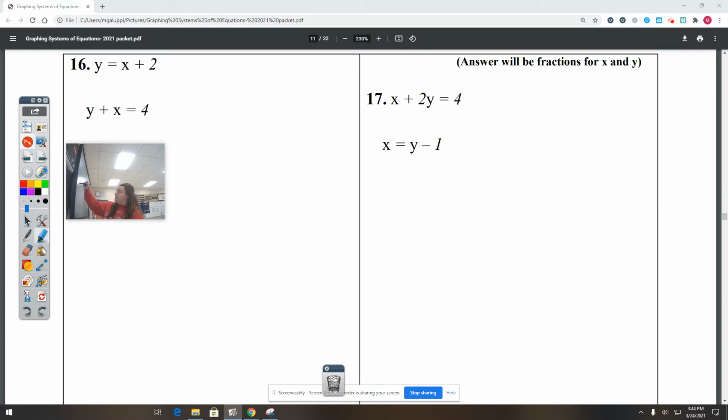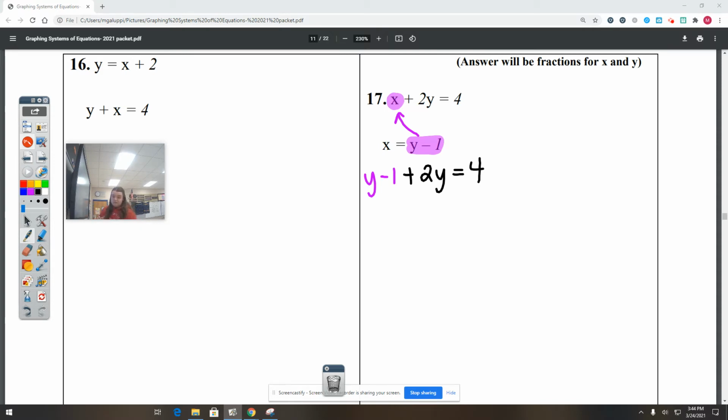So because I have x equals, I'm going to substitute in for x. Instead of an x in the first equation, I'm going to write y minus 1. So this first equation becomes y minus 1 plus 2y equals 4. I just substituted in equals for equals, got rid of the x, put in what it was equal to. Now that I have only y's, I can go ahead and solve my equation.